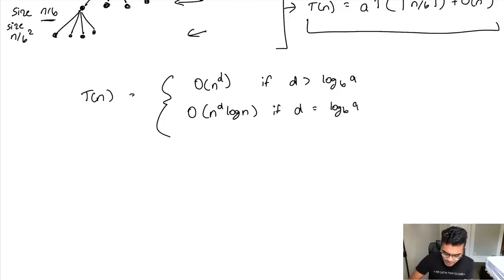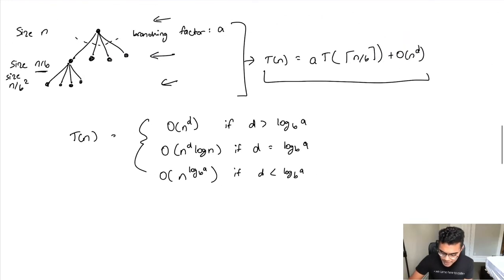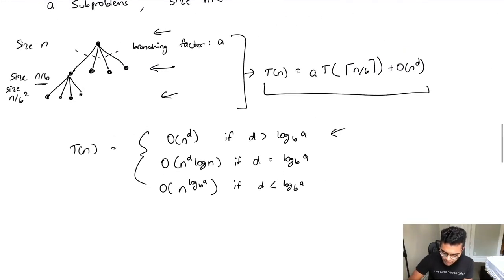And then last but not least, O(n^(log_b a)). The runtime of the algorithm would be O(n^(log_b a)) if d is less than log_b(a). So again, this is the master theorem in a nutshell, and we saw these 3 cases. So what is the intuition behind 1, 2, and 3, and how is this being derived? That is going to be the next step.